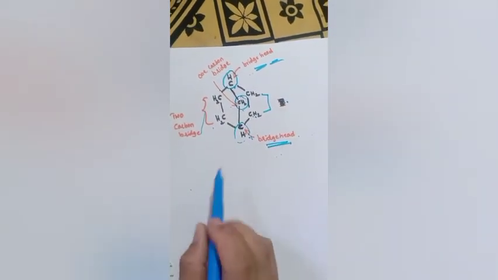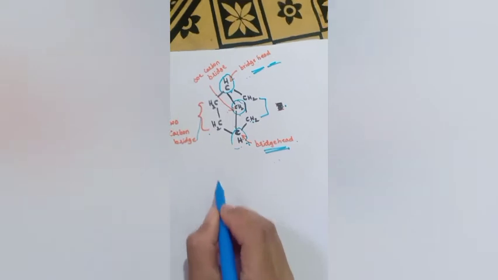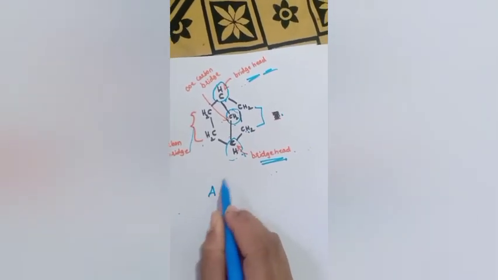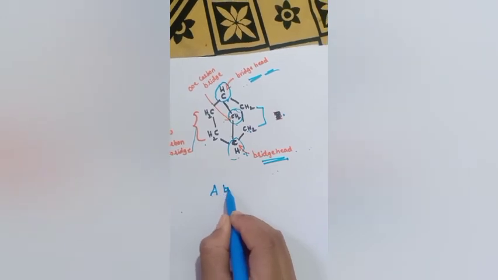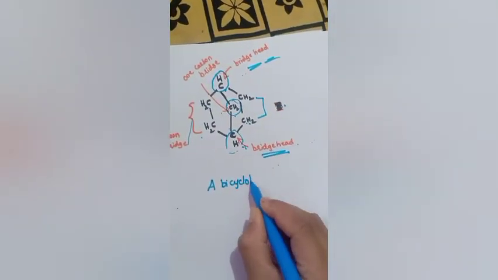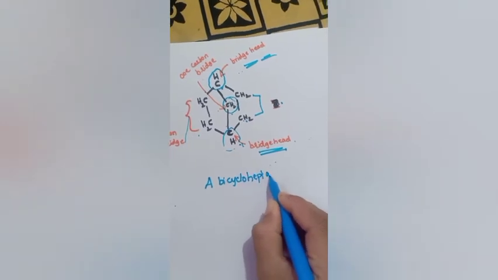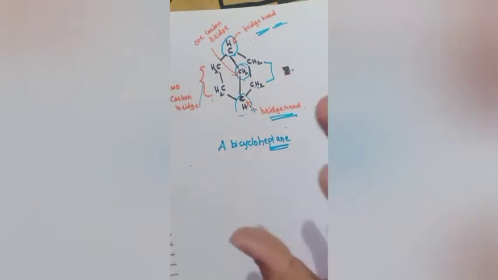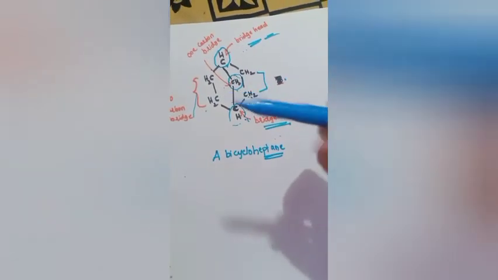So how many carbon atoms are there in total? Seven carbon atoms. So the name for this compound is bicyclo, and the total number of carbon atoms gives heptane. This is a simple example explaining which carbon atoms are bridgeheads and how the carbon bridge linkages are arranged.